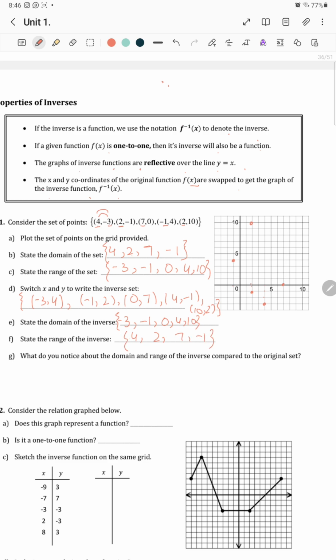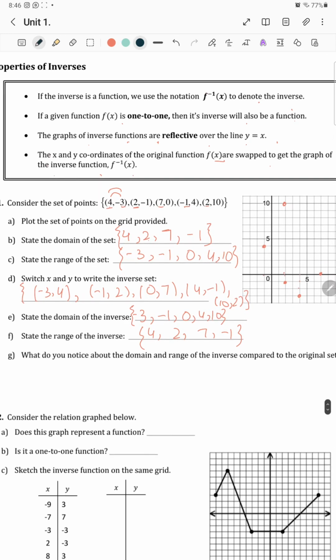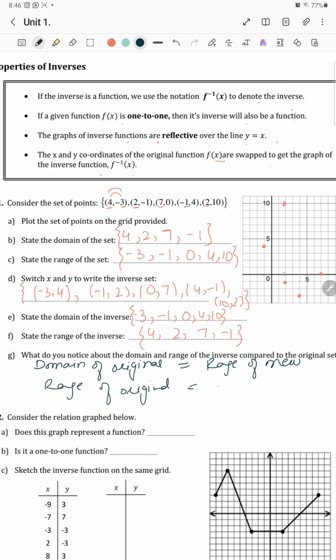Do you notice that? What do you notice about the domain and the range of the inverse functions? The domain of the original set becomes the range of the new set, and the range of the original set becomes the domain of the new set. Domain of original is equal to range of new set. Range of original becomes the domain of new set.